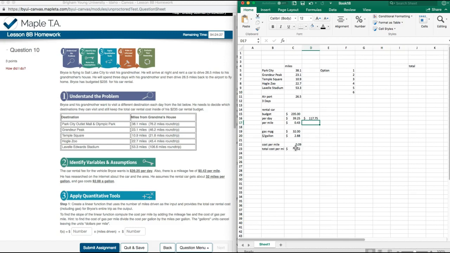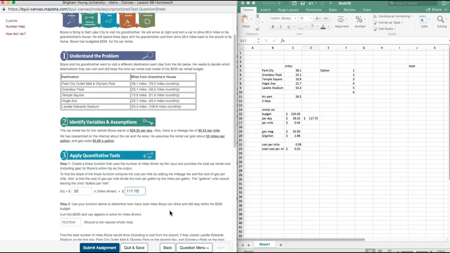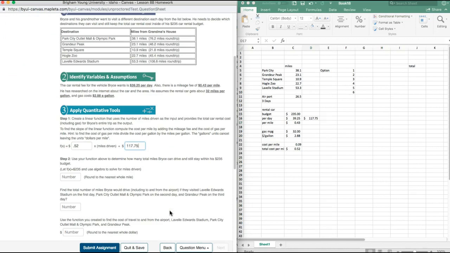This one's going to be the variable cost that it's going to change depending on how many miles I drive. So we're going to put in here 0.52, and over here 117.75, and we're rounding to the nearest dollar or cent. Okay, moving to the next step.